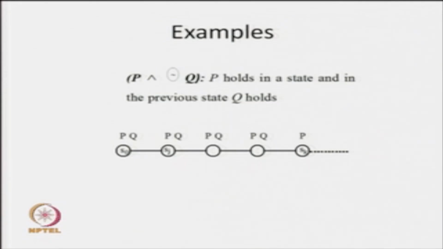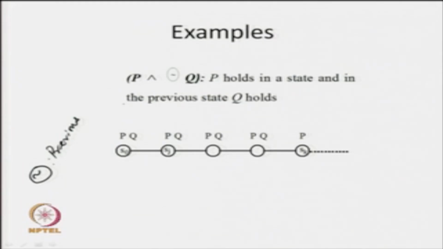Now, this is another formula that I am talking about. So, we are going to have this circle and inside that I am having the tilde, that means this is the previous operator. So, previous operator means this is an example of our past temporal logic. So, in that particular case you said that p and previous q. So, you have to see whether p is true and in the previous state q is true.